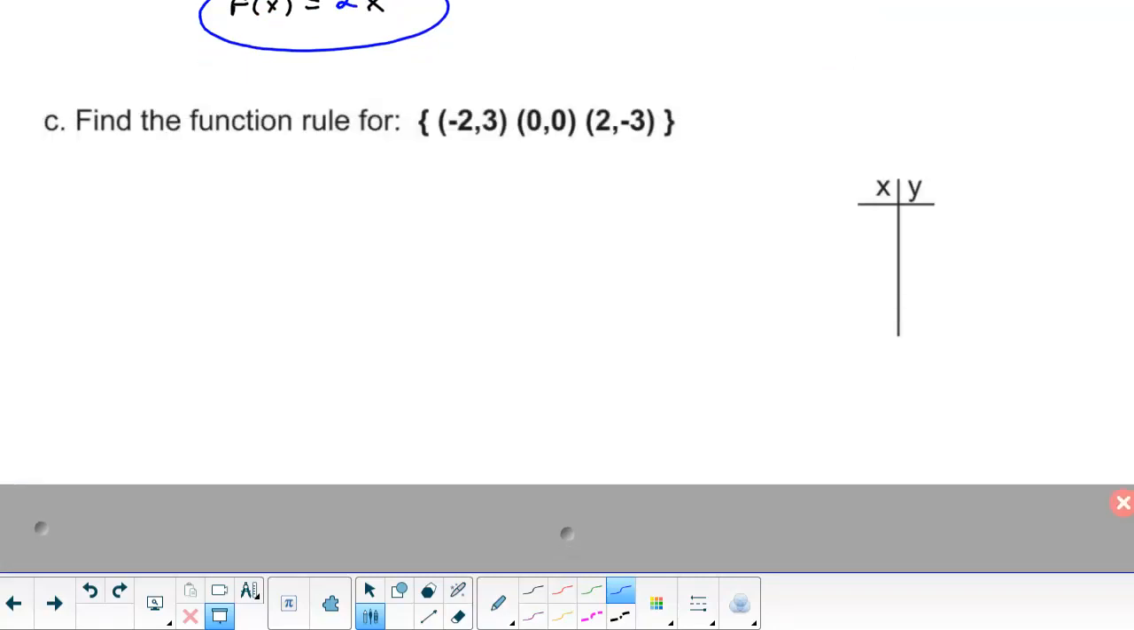Okay, so in this last one, find the function rule. And again, notice we're giving them in set form. So what do we have? We've got (-2, 3), (0, 0), and (2, -3). Now, you could have 4 points, 8 points, 20 points. It should all be the same, but notice this. Notice we want to put the domain in order.